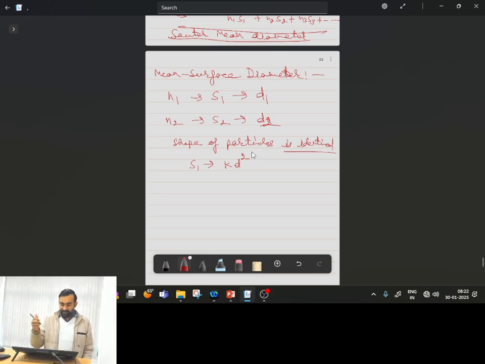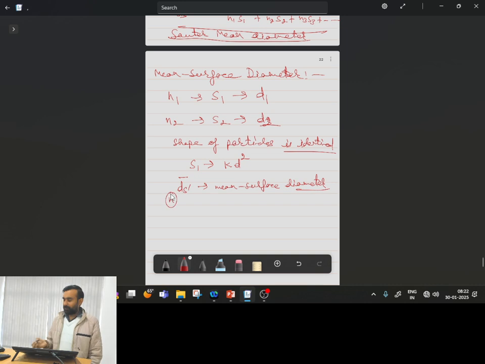Okay. Now if I consider that among all these, d_s bar is my mean surface diameter, and n is the total number of particles, then I can say the total surface area of the sample in terms of mean surface diameter can be n into k into d_s bar square, and this has to be equal to n1 into what?